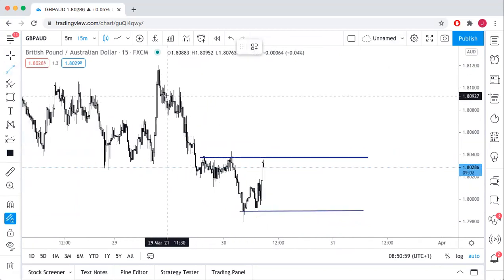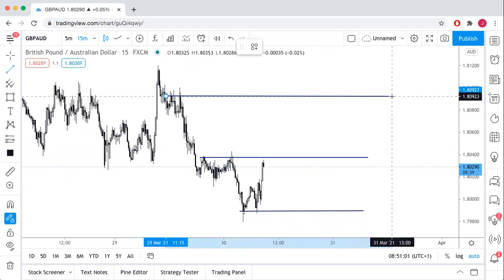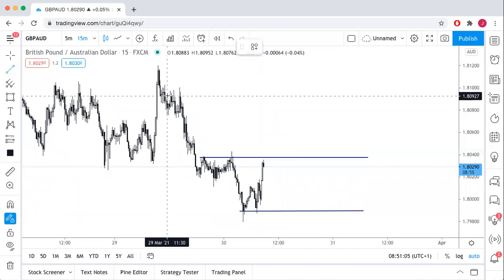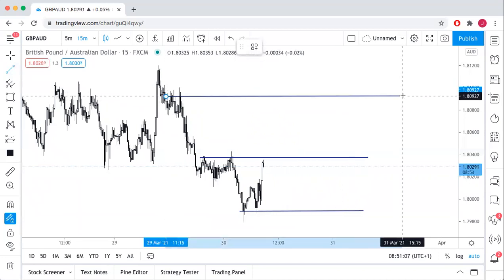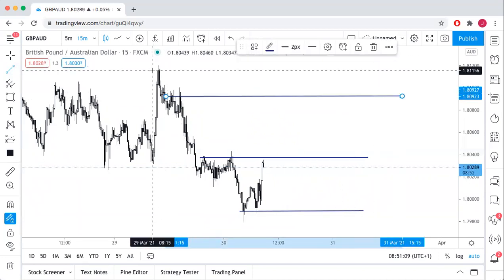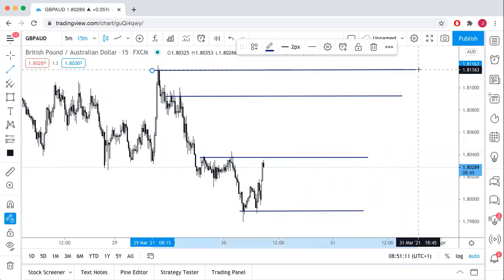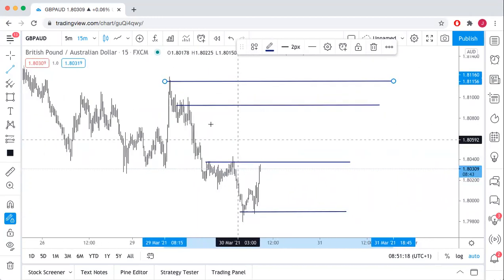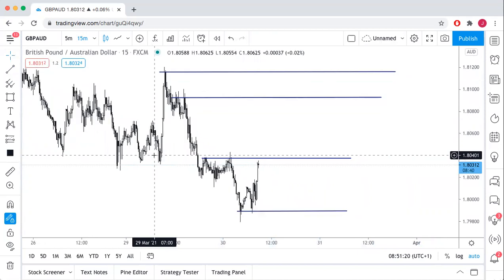Fresh levels, we've got more up here. I'll click that one off, sorry. Fresh levels, we've got more here, as you can see, tapped twice there with wicks. Fresh level up here. This is based off this high, whereas the turning point. Note that all of these levels or structure is all fresh. Nothing needs to be looked back here.